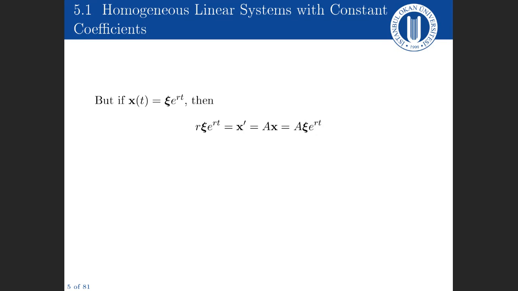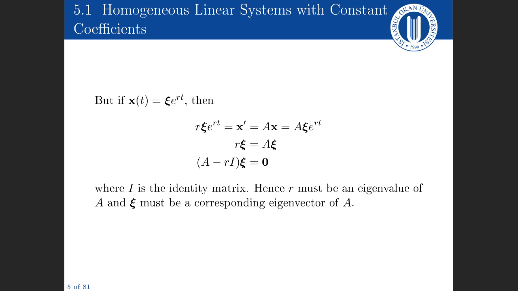e to the power rt is always non-zero, so these we could cancel out. We must have that r xi is equal to A xi. Or rearrange this to put everything on the left. We must have that (A minus rI) xi is equal to 0. And this equation looks familiar to everybody that studied linear algebra. Everybody that studied linear algebra, including all of those who revised your linear algebra notes last night, know straight away that this is the equation for an eigenvalue and an eigenvector of A.